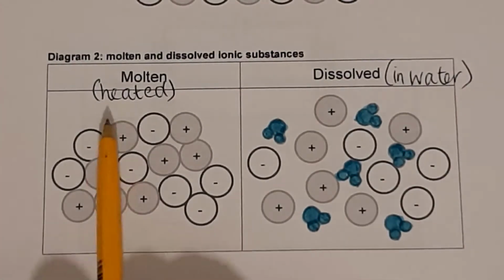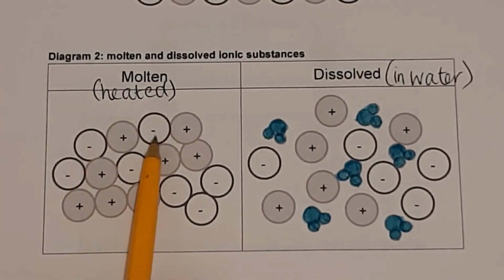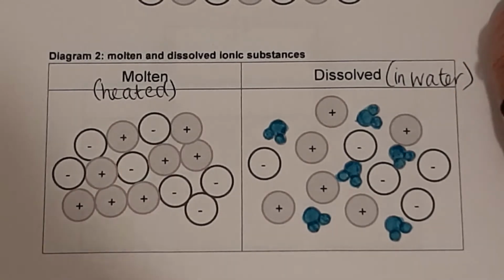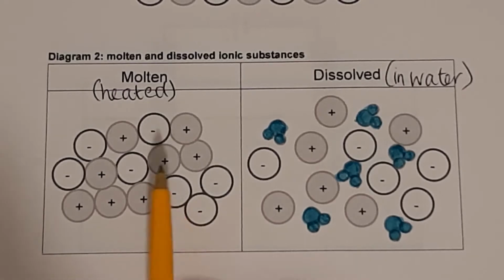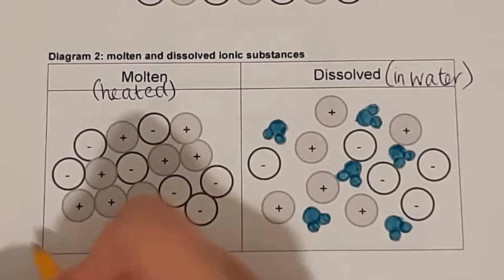So in the molten example, where it's been heated, the bonds have been weakened, and you can see that because of the distance between them. They're not fully broken, they're just weakened, and that allows this to flow like a liquid. So we're going to write this as a note here.